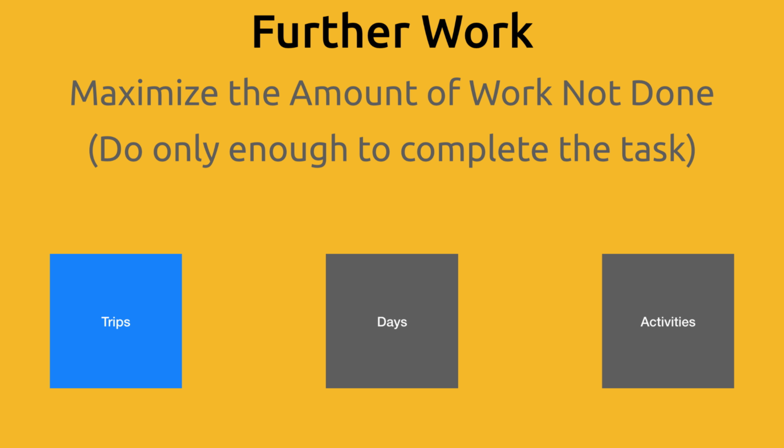One of them is called Agile methodology. And one of the principles of the Agile methodology is to maximize the amount of work not done, which is kind of a funny statement, but it basically means don't do extra work right now if you don't need to do it right now. Figure out the minimum that you need and code just enough to accomplish that task. So we're not working on days or activities, so let's save that for later.